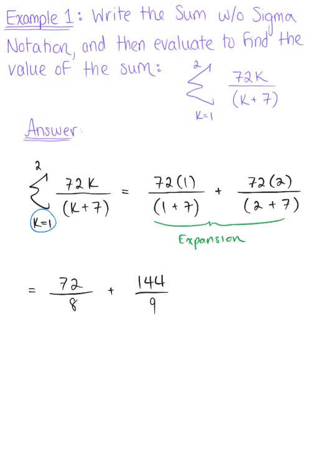And so we're lucky here. We can simplify. We know that 8 goes into 72 9 times, and we also know that 9 goes into 144 16 times. So this is equal to 9 plus 16, which leaves us with that beautiful final answer of 25. And so this is the exact value of the sum and our final answer.